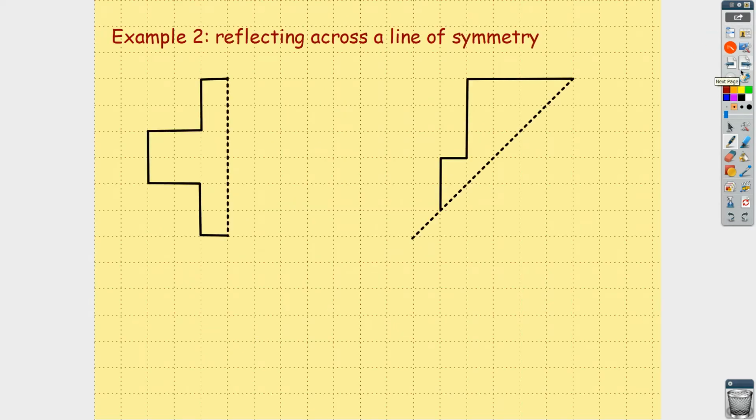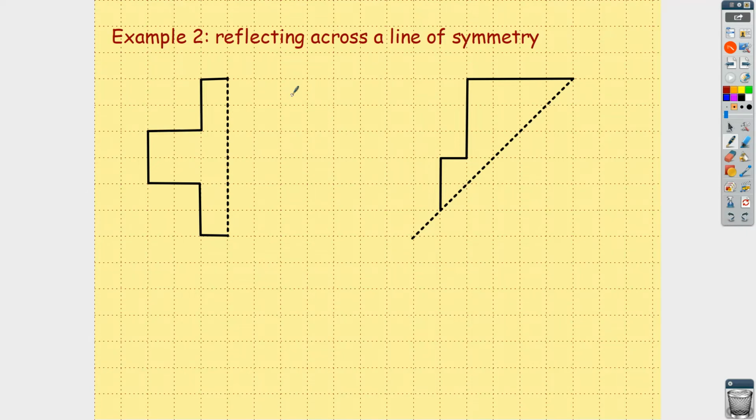Now, the second type of question you could be asked for these, and I'm trying to keep this video nice and short, so we'll go through this as quickly as we can, watch it a couple of times if it helps, is reflecting across a line of symmetry. So what it's asking you to do here is, it's saying you've got this shape, but it's only half of the shape. Can you draw the other half if it was mirrored across this dotted line of symmetry, okay? So this is our dotted line of symmetry for the first of these two shapes. Can we reflect this or mirror this shape across the line of symmetry?